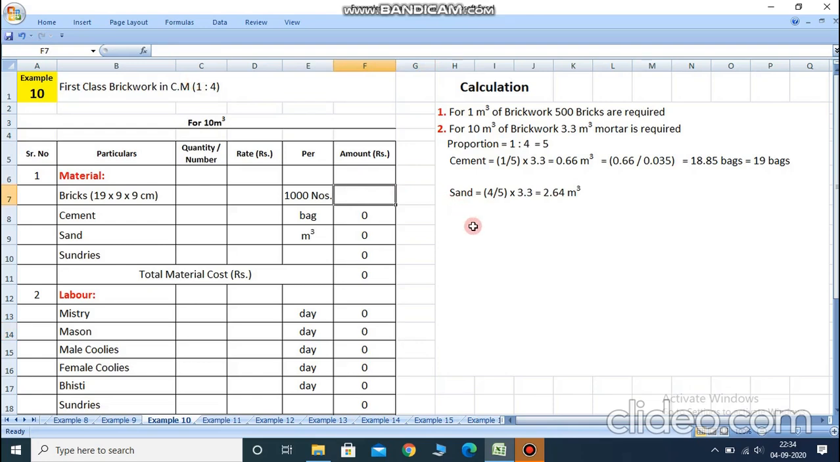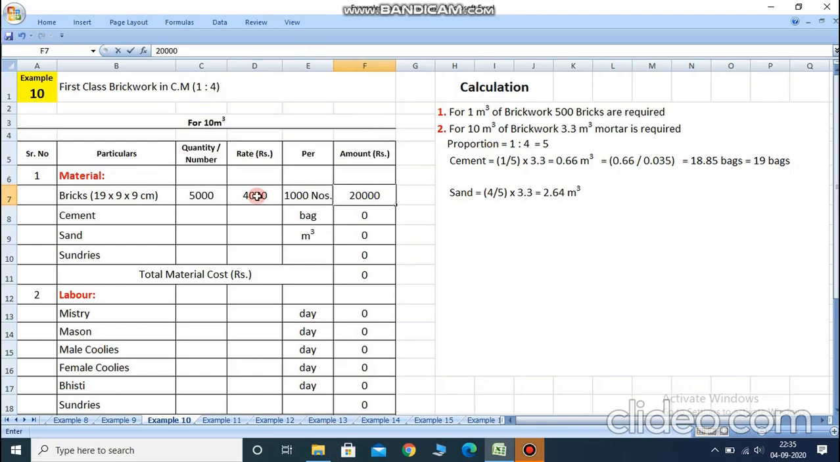So first we find out the total number of bricks required. For 1 meter cube of brickwork, 500 bricks are required. So for a 10 meter cube brickwork, how many bricks are required? 5,000 bricks are required. The cost of 1,000 bricks is 4,000 rupees, so the rate is 4 rupees per brick. So 20,000 is the total amount for the bricks.